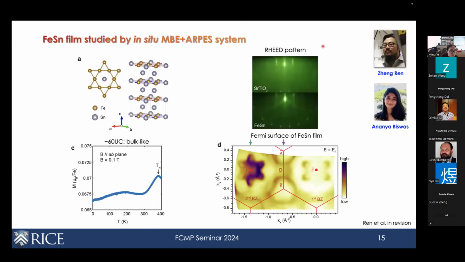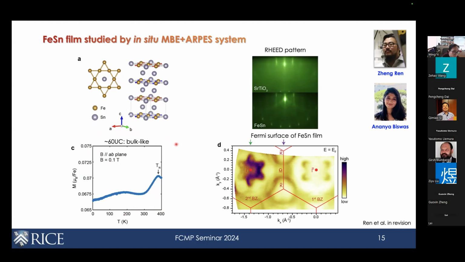My excellent postdoc, Zhengren here, came to our group and built this MBE system attached to our RPS system, and he was able to, together with my student Ananya, grow iron-tin thin films. And it turns out that surprisingly, these thin films are quite robust. The surface can survive as we ramp up the temperature to 400K and then back down, and all the features are robust. So this gives us a platform to study the nature of the magnetic order in this Kagome magnet.